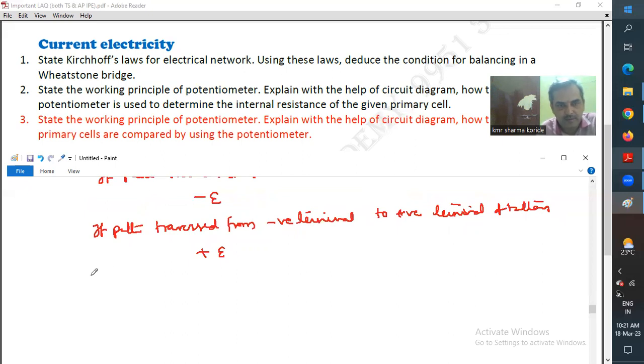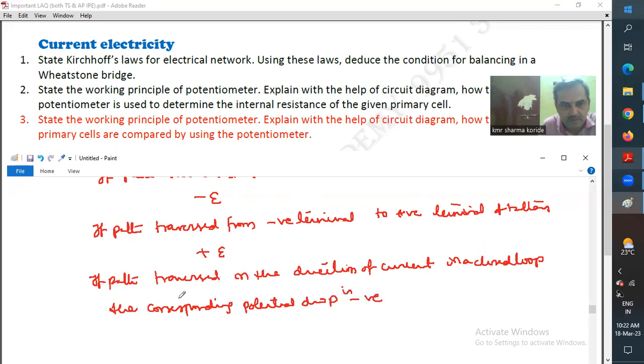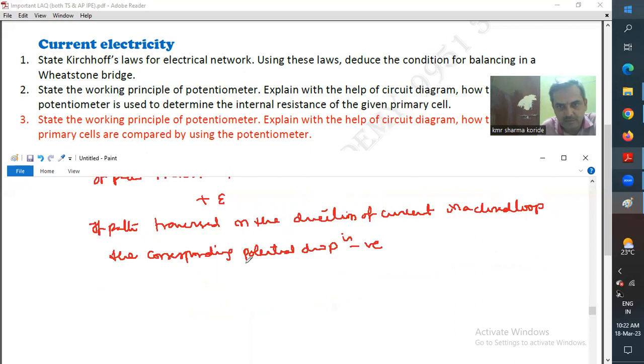Same way, if the path is traversed in the direction of current in a closed loop or mesh, the corresponding potential difference, potential drop in particular, is negative. If the path is in the direction of current, potential drop is negative.